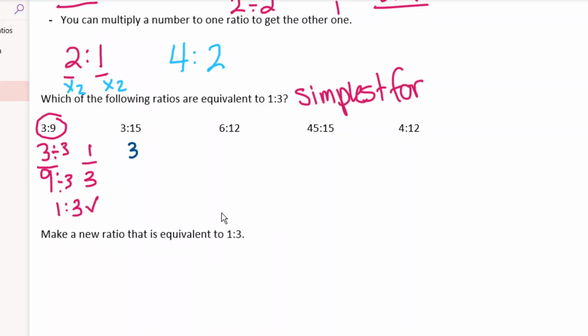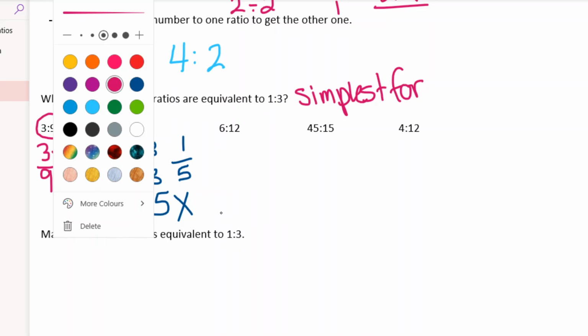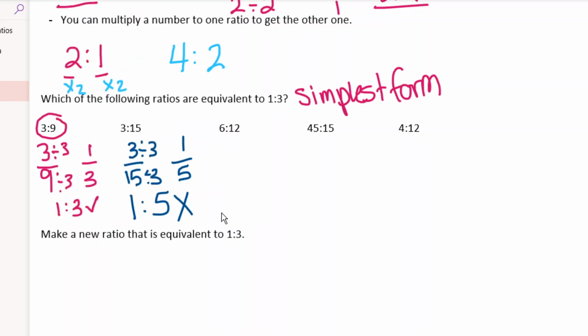3-to-15. 3/15. Is that in simplest form? No. We can divide these ones also both by 3. So 3 divided by 3 is 1, 15 divided by 3 is 5, and so our ratio is 1-to-5. We think. We make sure that's in simplest form. It is. And so we see 1-to-3 and 1-to-5. Those are not the same. So this one is not equivalent. And I realize that I'm missing a letter here. That's going to bug me.